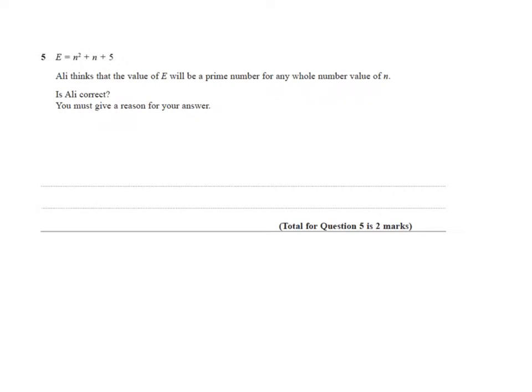So what Ali thinks is that no matter what value I take for n and substitute in this expression, I will get a prime number. So Ali believes that no matter what whole number I take, let me take n equals 1. My E will be 1 squared plus 1 plus 5 is 7. So it is prime.